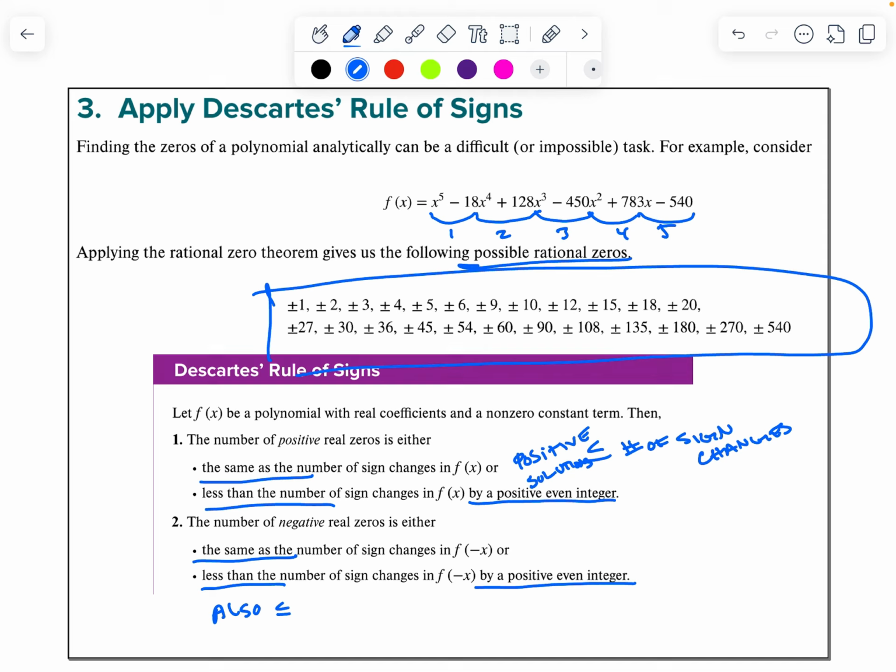That means our number of positive solutions is going to be either 5 or reducing 5 by a positive even integer. So it could be either 5, 3, or 1. That's our positive real solutions. We're not going to have 0, right? We're going to have at least 1 positive real solution. We may have 3 positive real solutions. We may have 5 positive real solutions.